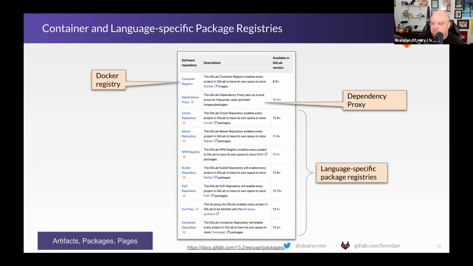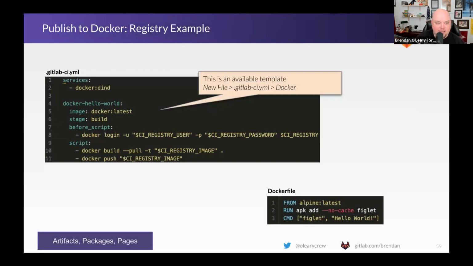And then we also have the concept of a dependency proxy that lets you set up a local proxy for dependencies that might be from Docker Hub or other packages outside, on the internet. You can proxy those through GitLab. And then, this is just an example of being able to push to the Docker registry from within GitLab.